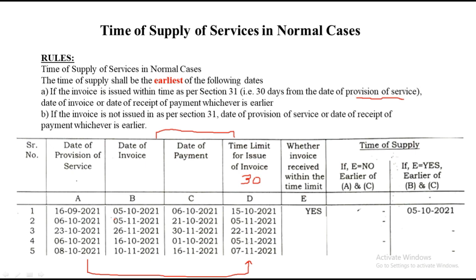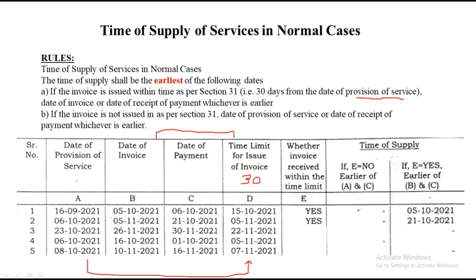Second one, your invoice is 5th November and the time limit is also 5th November. So it is on the time. So I'll write yes, it is on the time. If it is on the time, the rule is invoice or payment, whichever is earlier. So 15th November and 21st October. So 21st October is my answer.